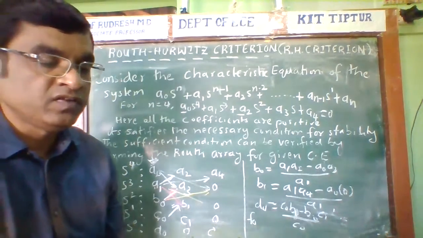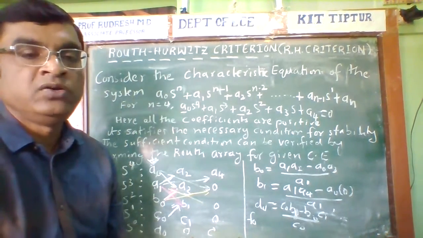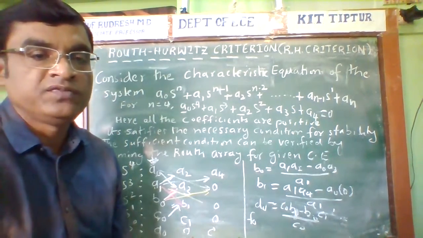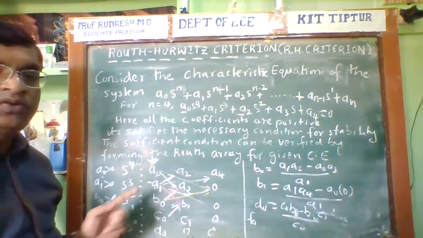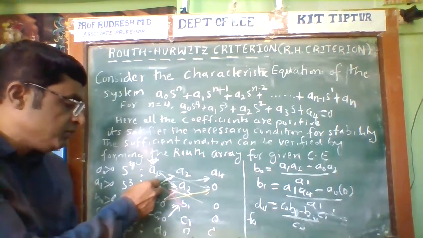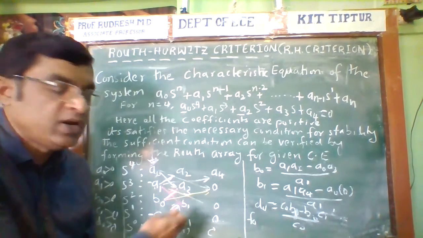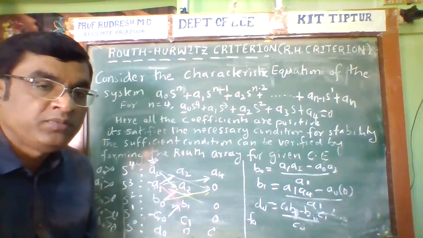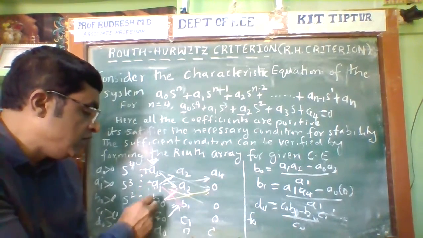And the number of sign changes in the elements of the first column of the root array corresponds to the number of roots of the characteristic equation in the right half of the S-plane. If the sum of the coefficient value is negative, now A1 is negative, C0 is 0. Then after forming the root array, there are sign changes in the first column. Now this first element is positive, the second element is negative, again this is positive.